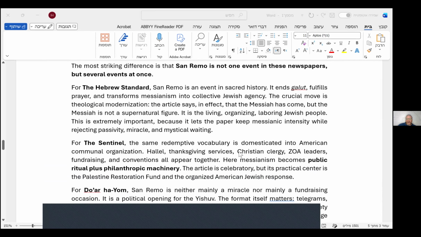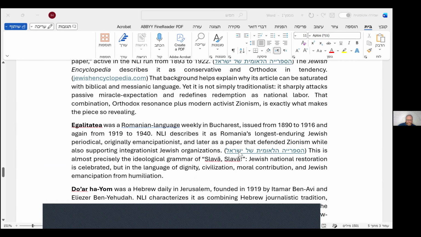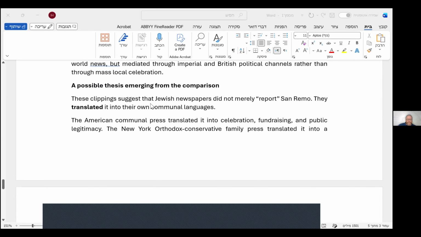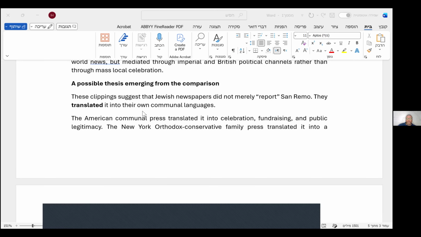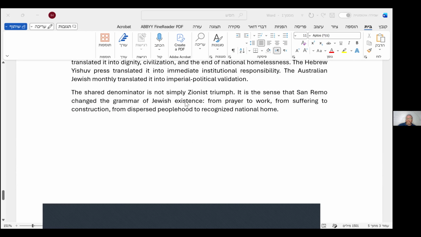Now, of course, it also gave me these very nice conclusions here. And as you can see, the Jewish newspapers did not merely report Sanremo. They translated it into their own communal languages. Moreover, the shared denominator is not simply Zionist triumph. It is the sense that Sanremo changed the grammar of Jewish existence, from prayer to work, from suffering to construction, from dispersed peoplehood to recognized national home.